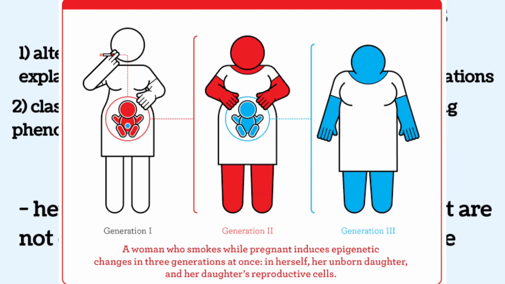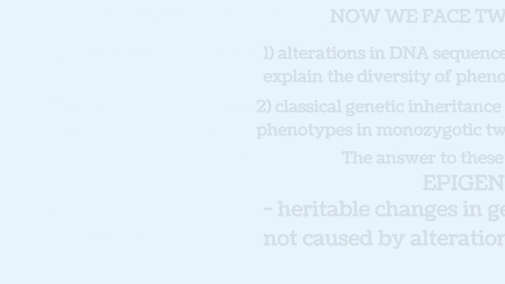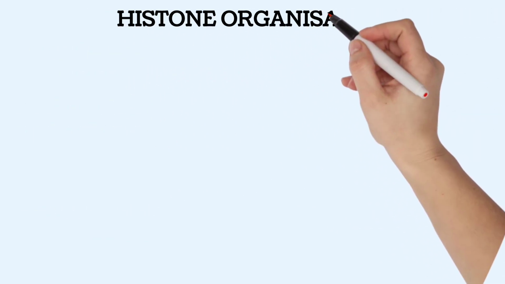Here's a classical example of epigenetics. A woman who smokes passes on epigenetic changes in 3 generations: in herself, her unborn kid, and reproductive cells of her unborn kid. The next topic we are going to cover is histone organization.